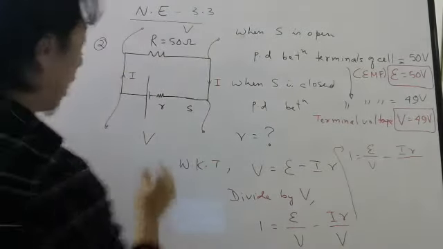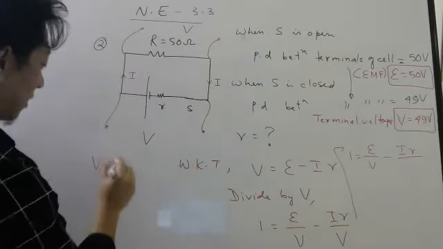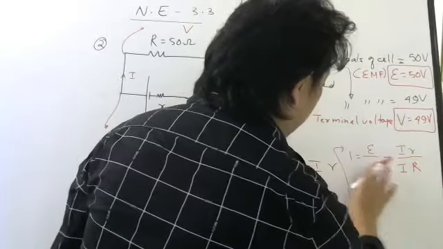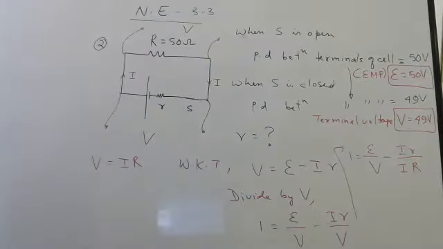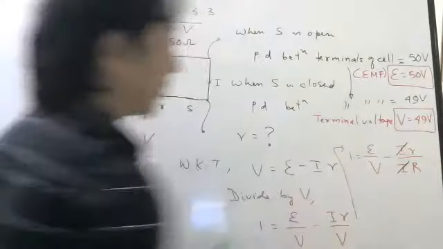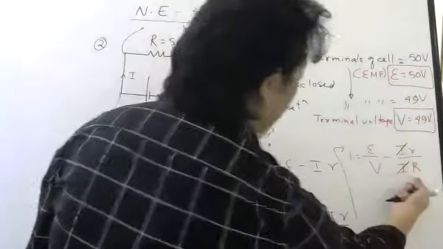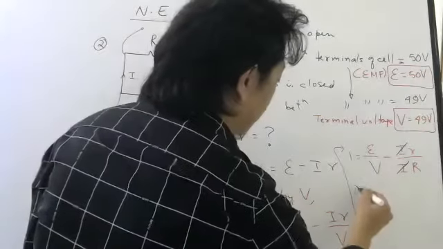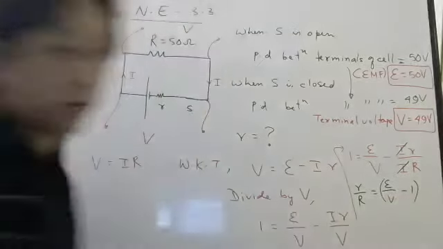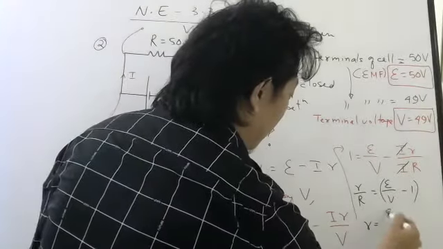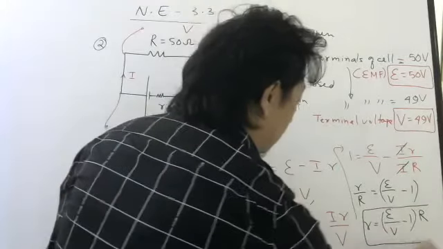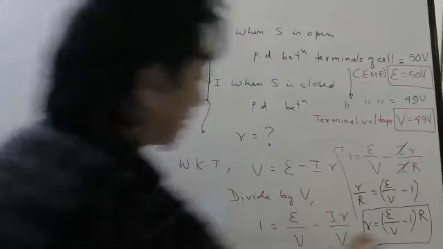So for this resistor, how can I write V? Current into resistance. So for this capital V, I can write current into resistance. Here you put that, and see what will happen now. Current will cancel. Then you bring this small r by capital R to this side, and this will give you E by V minus 1. Then you cross multiply, so your small r will be E by V minus 1 into capital R. So this relation is quite useful for your entrance exams also.